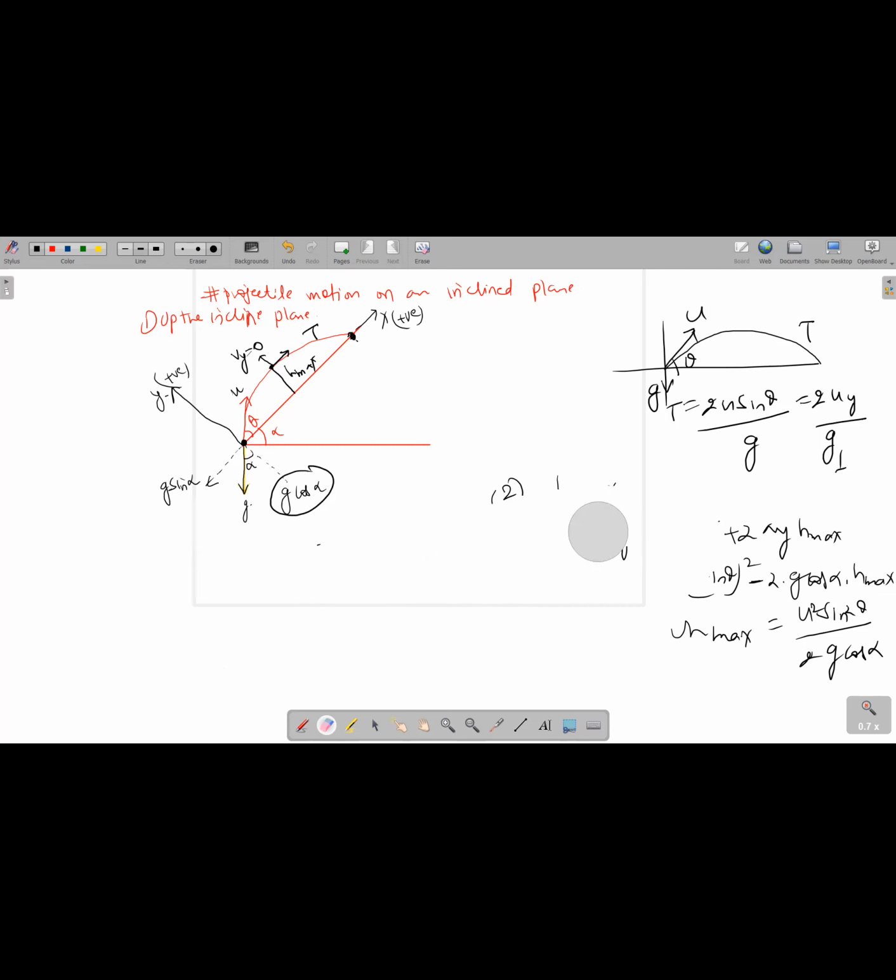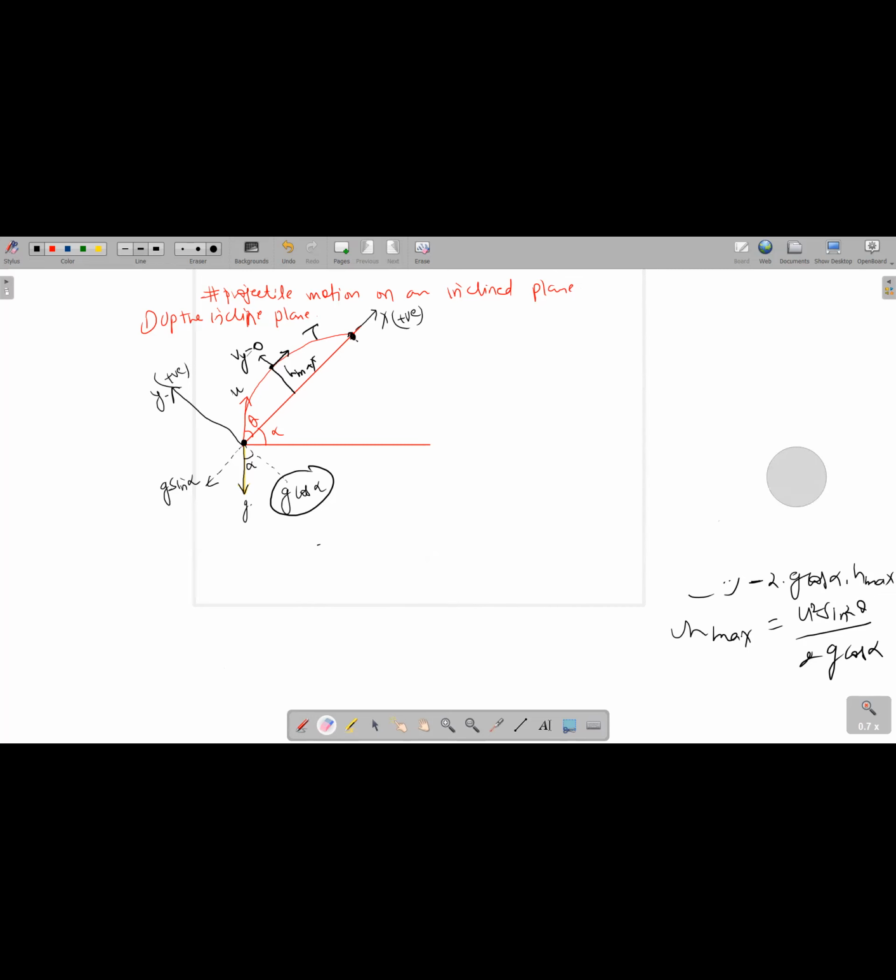Now I will find the range, and I'll also tell you the short trick like I did in ground to ground projectile motion. The third point is to find the range. How will you find the range? Range means displacement along the x-axis. So this is your x-axis, and this will be your range along the inclined plane.